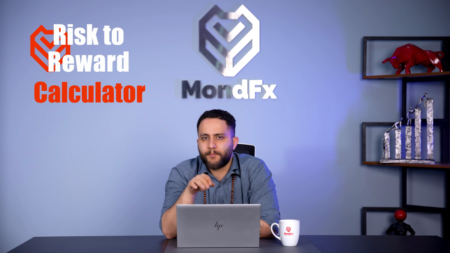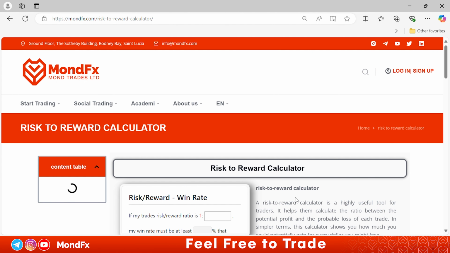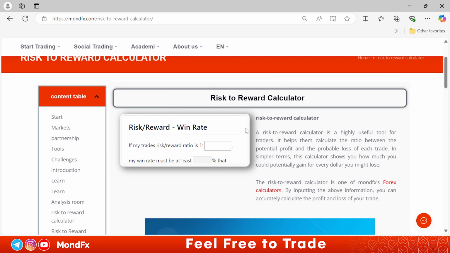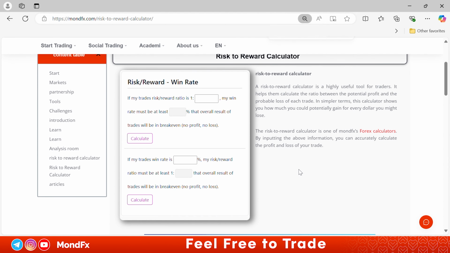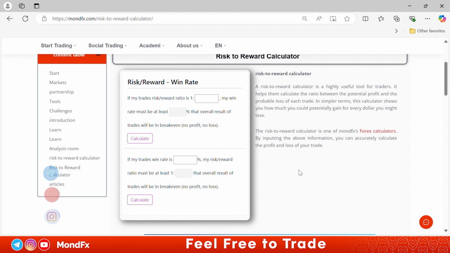on the MondfX website. First, go to the MondfX website and from the Sites menu, click on the Risk to Reward Calculator option. Now, in this section, you can enter the risk to reward ratio for your trades to calculate the minimum win rate required for your strategy to be profitable. This number will tell you the minimum probability of success your trades must have to avoid negative results.